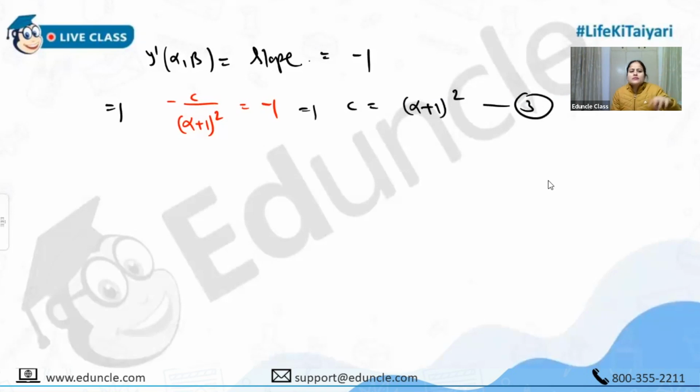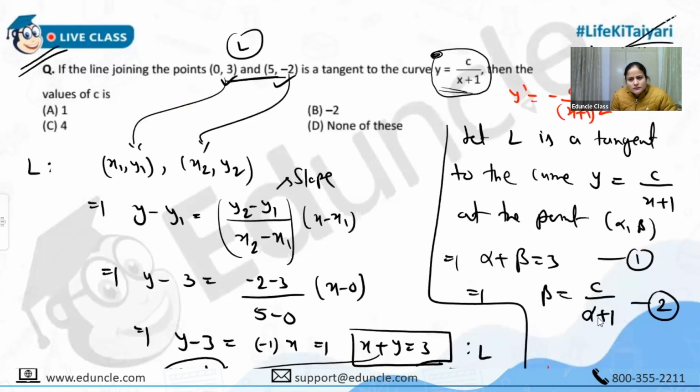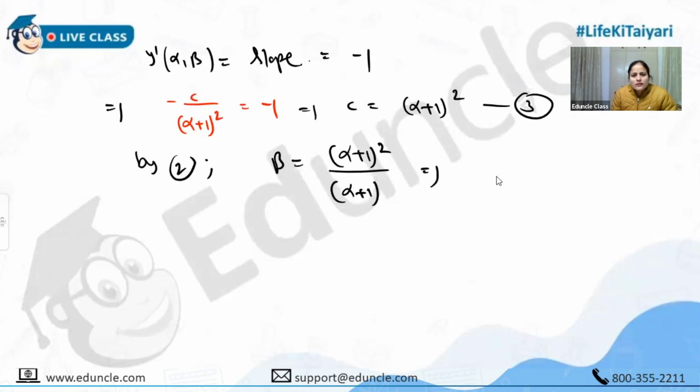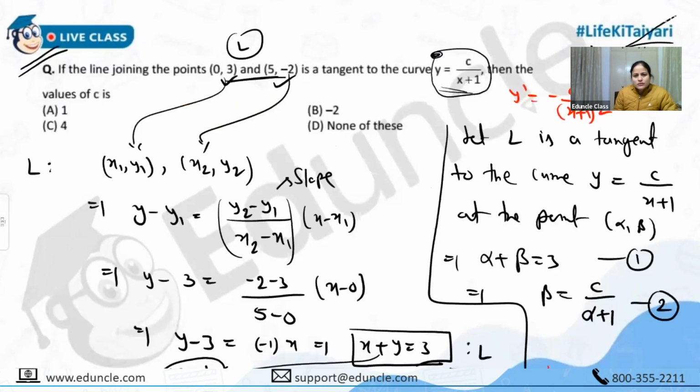So I have 3 equations and I just need to find the value of c. ठीक है जी, तो फटाफट से देखते हैं यहाँ से मुझे कुछ मिलेगा क्या? 2 से क्या मिल जाएगा? बीटा इक्वल टू c का वैल्यू पुट कर देती हूँ, (अल्फा प्लस 1) टू द होल स्क्वायर अपॉन अल्फा प्लस 1. सो (अल्फा प्लस 1) टू, (अल्फा प्लस 1) कैंसिल और बीटा इक्वल टू अल्फा प्लस 1. ठीक है जी, नाउ बाय 1 इज व्हाट? अल्फा प्लस बीटा इज इक्वल टू 3.